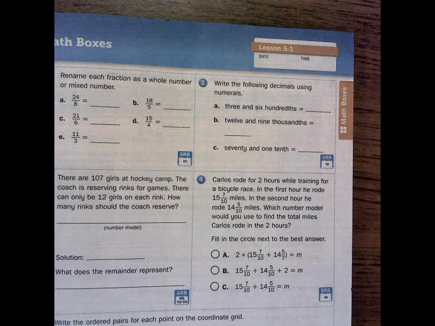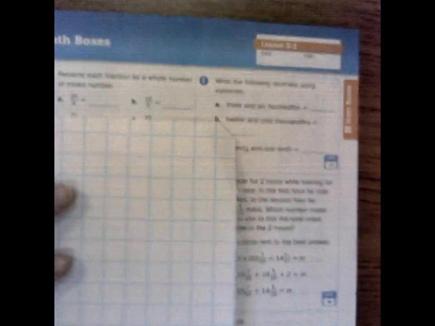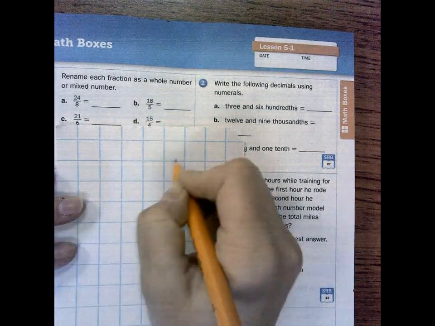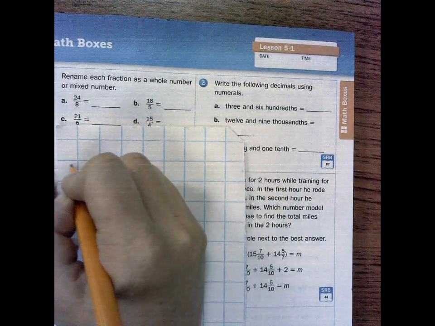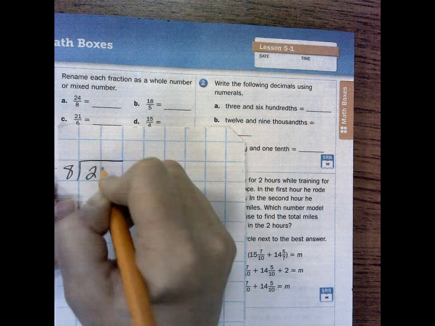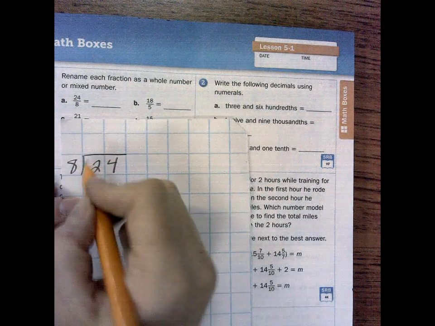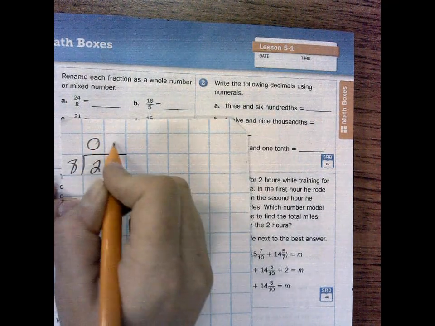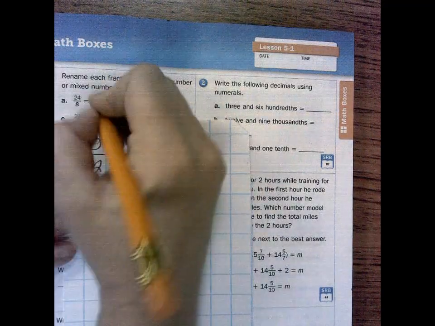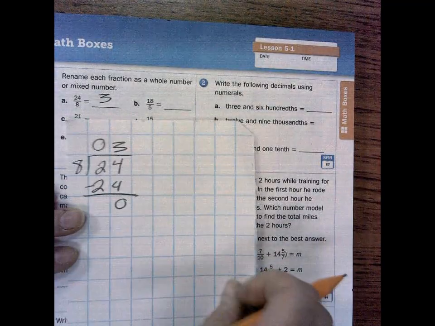So we're going to go ahead, and I like to use graph paper. If I look back at my notes, I'll recall that I'm going to divide to do this. So go ahead, take 8, my denominator, and divide into my numerator. 8 can't go in a 2. 8 goes into 24 3 times. Well, that's nice and even, so that is a whole number. So 24 eighths is equivalent to 3.